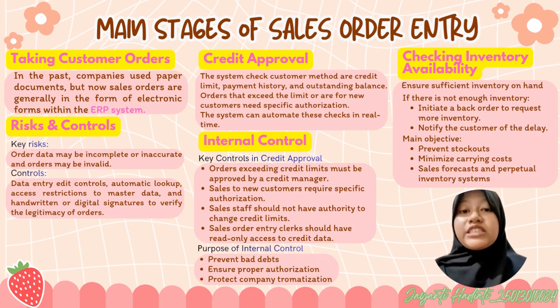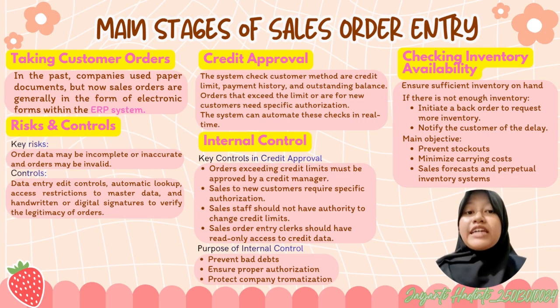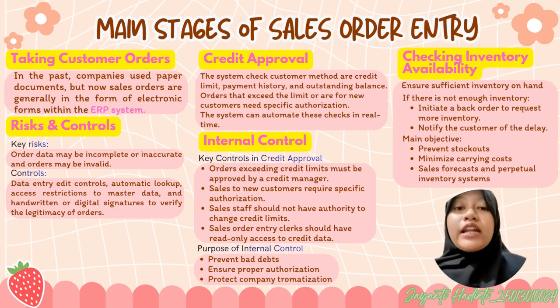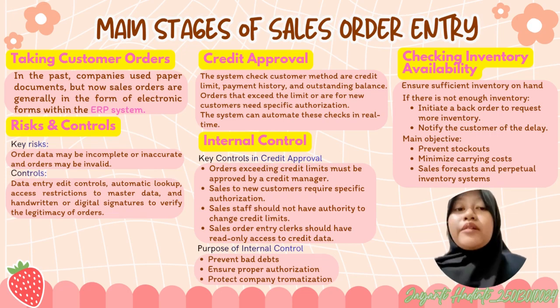So the next stage is checking inventory availability. Here the system checks if there is enough stock. If the stock is not enough, the system creates a back order and informs the customer about the delays. The main goals are to avoid stockouts, reduce storage costs, and manage the inventory efficiently. Companies use tools like sales forecasts and inventory systems to support this process.